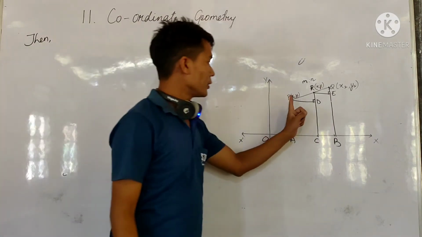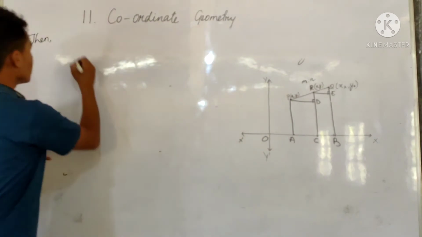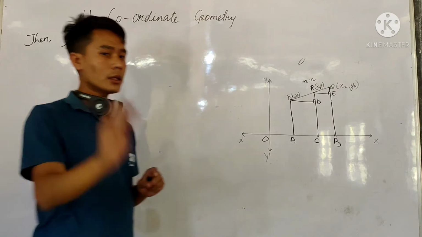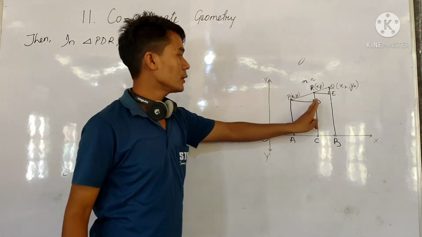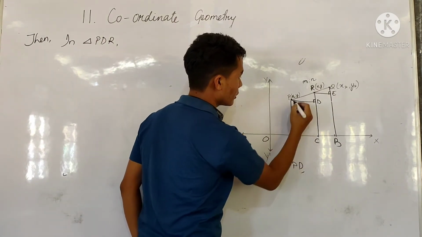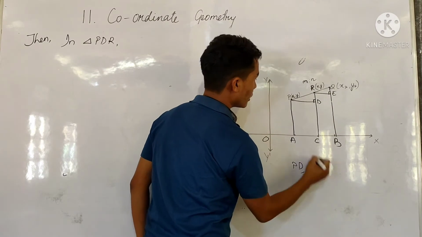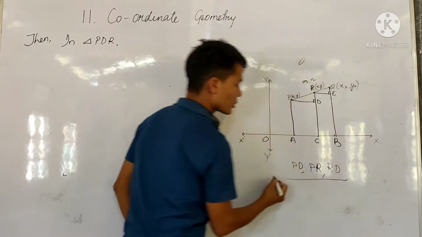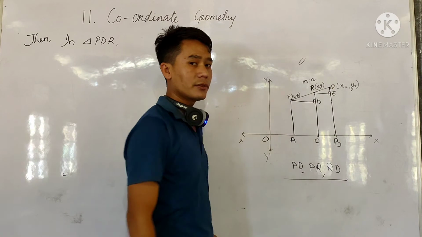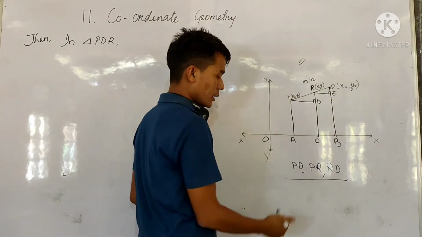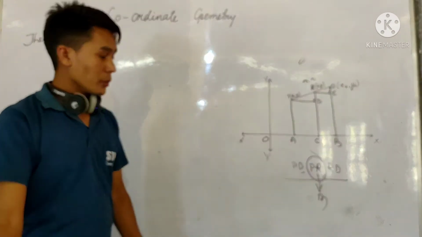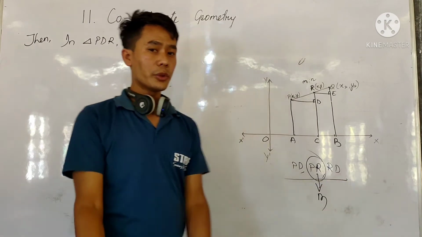Then in triangle PDR, what are the three sides of this triangle? We have the three sides PD, ER, and RD. Out of these three sides, in the question it's already given that the line PQ is divided in the ratio m:n. That means the PR value is already equivalent to m. So the remaining two sides, PD and RD, we have to find out.